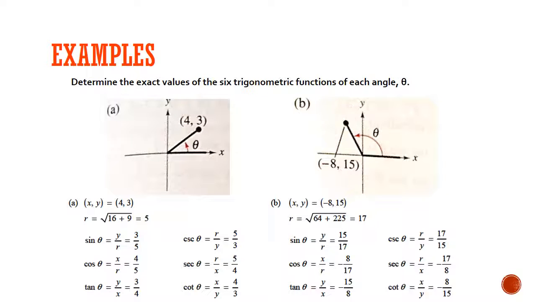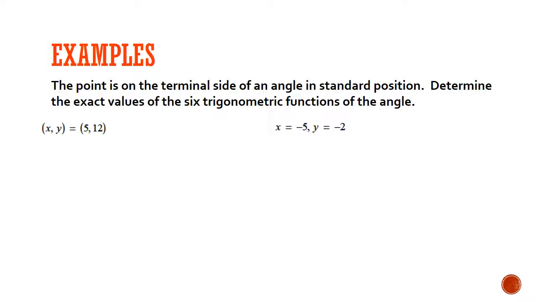Okay, make sure you found the radius, found r, correctly. And after that, it should have been pretty easy. Okay, for this example, they're giving you a point on the terminal side, determine the value. So this is the same thing we did a minute ago, except this time they didn't give you the picture. You draw the picture. Pause the recording, give it a try, and resume to check your answer.